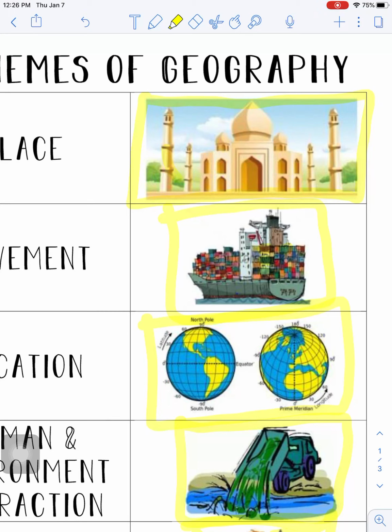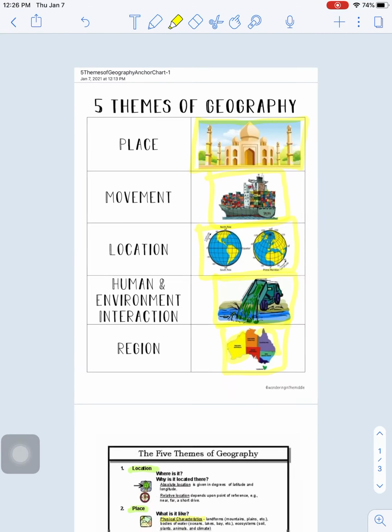So yes, we have a very large building out in front. That would be a human characteristic. But in the back, we have some bushes and some grass, which would be part of our physical characteristics there. So that is part of place.